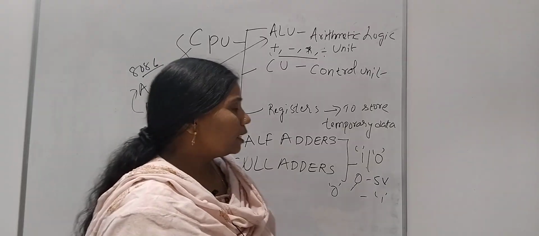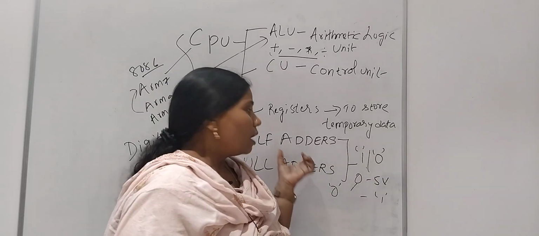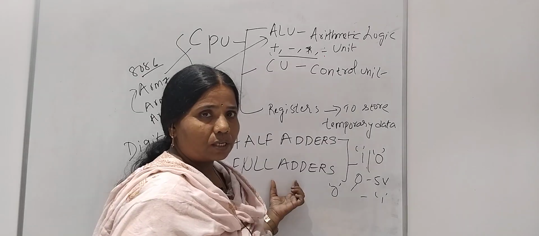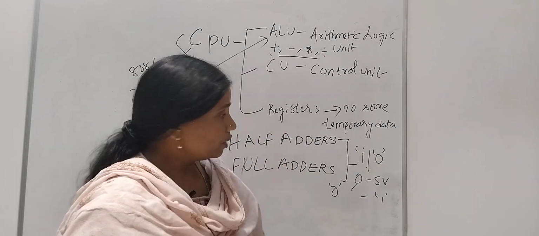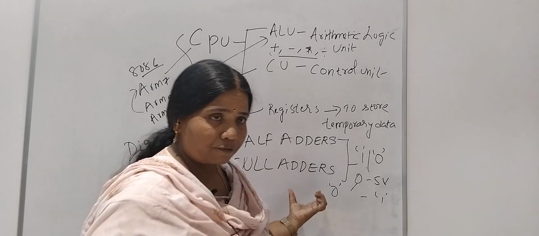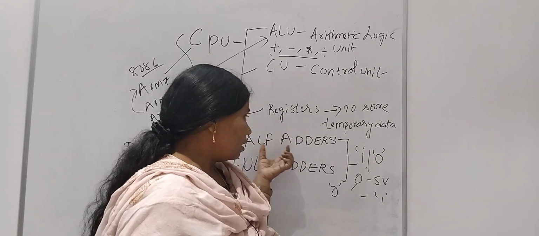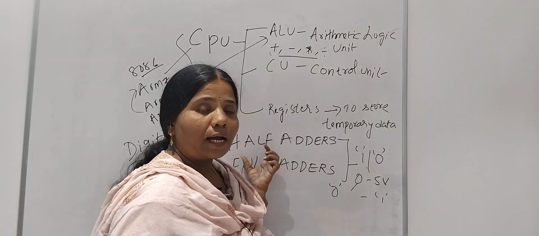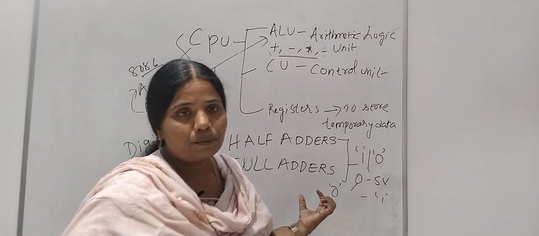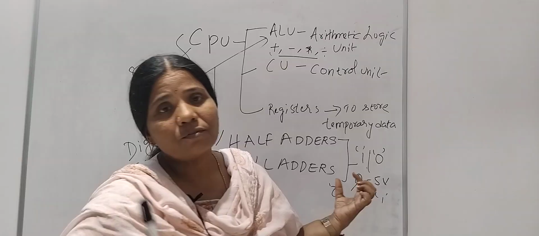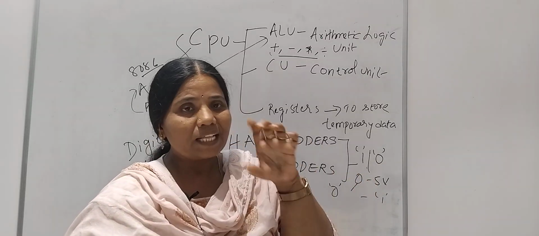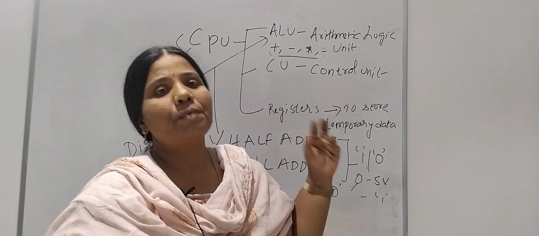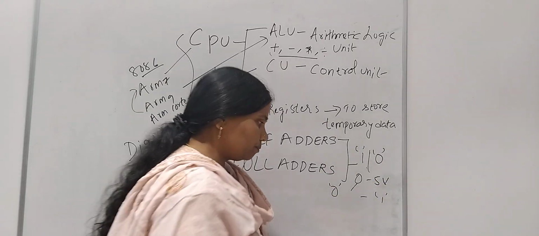Okay. So next we will discuss how these adder circuits work in the ALU. First, how the operation of the half adder and full adder works, and in my next video we will see how these adder circuits will be used for performing the addition in the ALU which is present in your CPU.